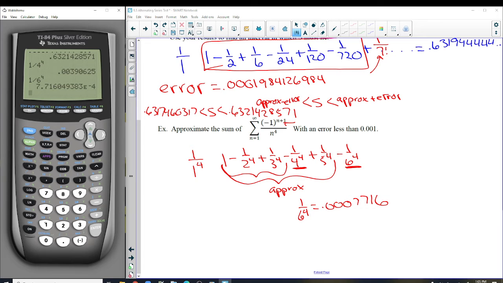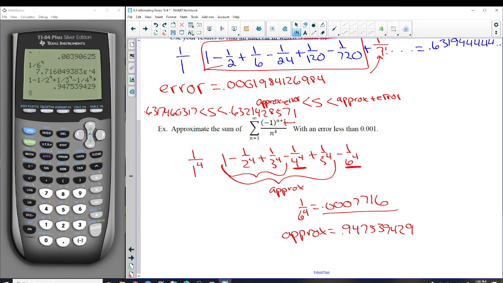So the approximation is 1 minus 1 divided by 2 to the 4th plus 1 divided by 3 to the 4th minus 1 divided by 4 to the 4th and plus 1 divided by 5 to the 4th. The approximation is 0.947539429 and has an error less than that, which is less than 1/1000th.